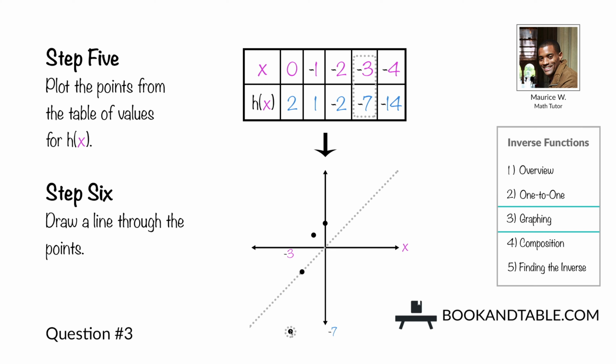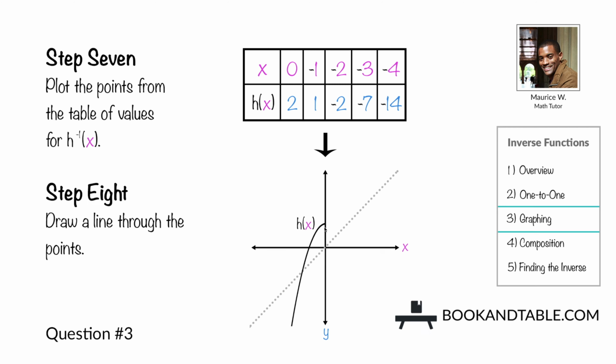And -14 will actually take us off of the screen based on the scale that I'm using for the x, y axes. But just these 4 points is fine. We have enough here to be able to sketch h of x by drawing a line through those points. So this is -x², an upside down parabola, plus 2. So it starts up here at 2.